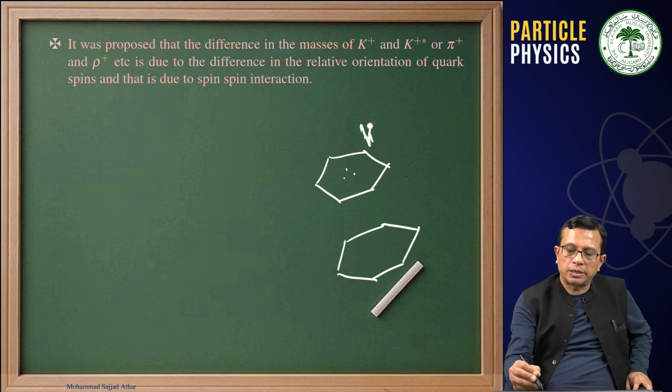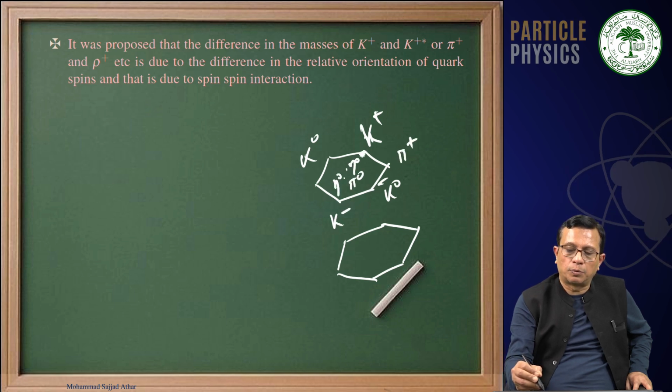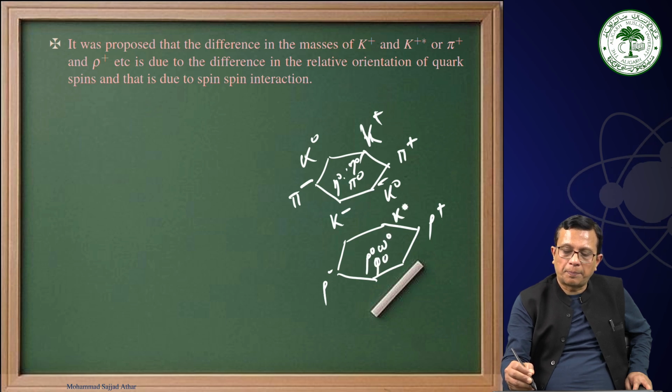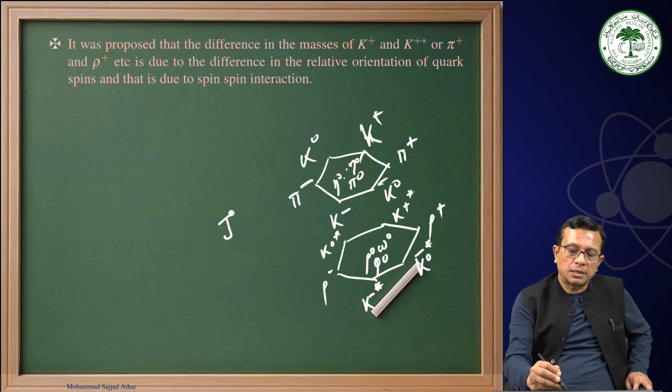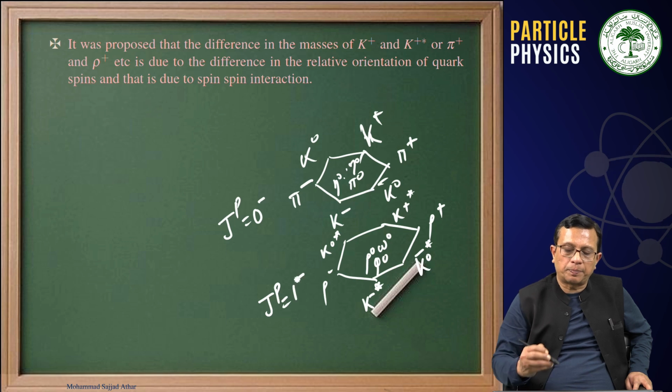this was K plus, K0, K0 bar, K minus, pi plus, pi 0, eta 0, eta 0 prime and pi minus. This was rho plus, rho minus, rho 0, omega 0, phi 0, K plus star, K0 star, K0 bar star, K minus star. You see, this is a particle with spin 0 parity odd. This is a particle with spin 1 parity odd.